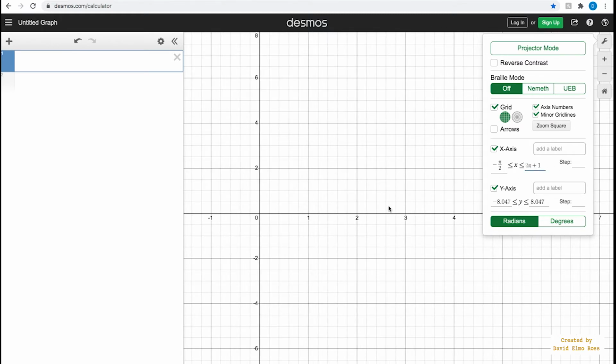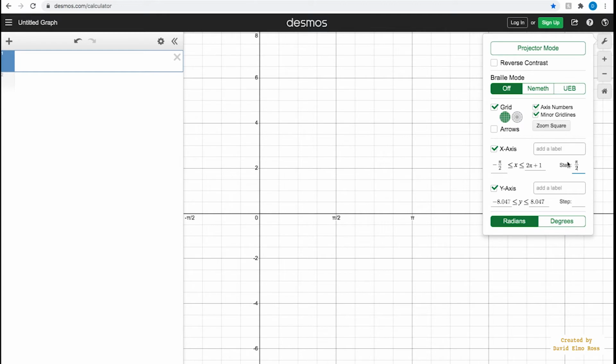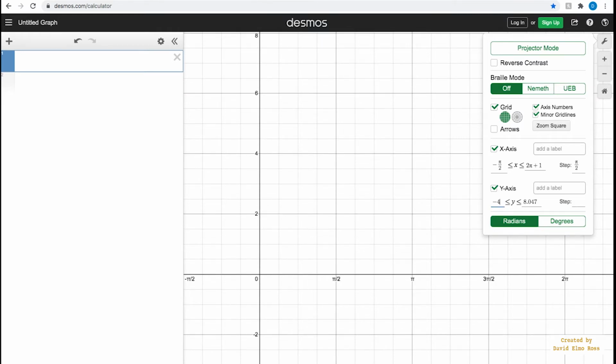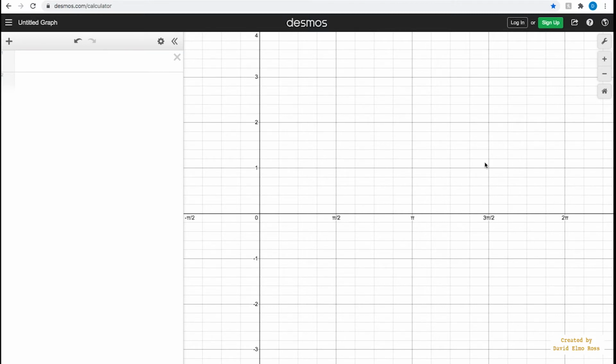But the thing that's going to change this is changing our step size here to be pi divided by 2. And now we can see that our units have changed to be minus pi by 2, pi, and so on. So that's the first thing we want to do. Now the y-axis, if it says 3, let's change this from minus 4, just to give us a little headroom. Let's change this to plus 4 here, and that gives us what we need. And so we've got our grid pretty much set up.